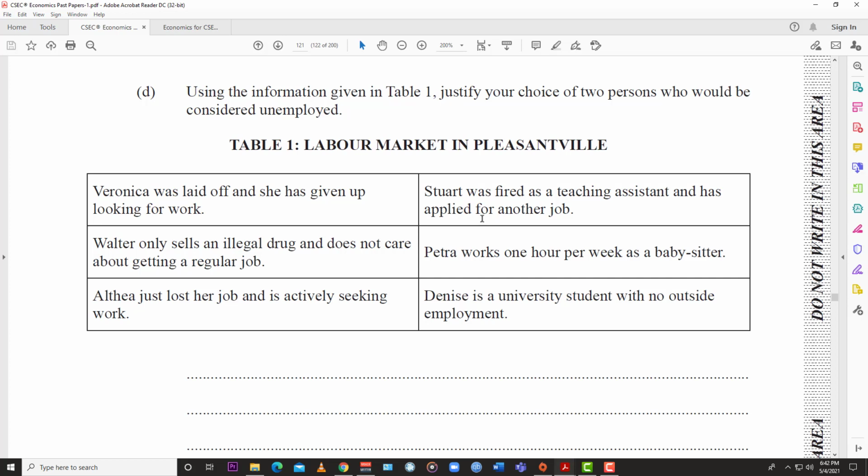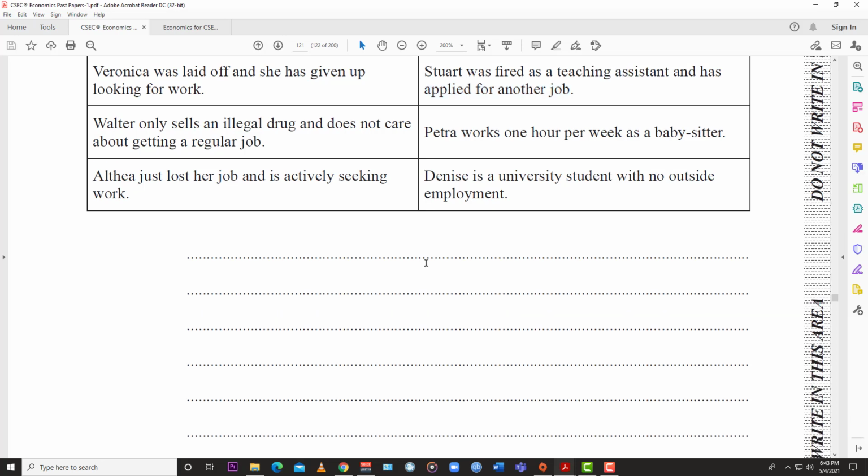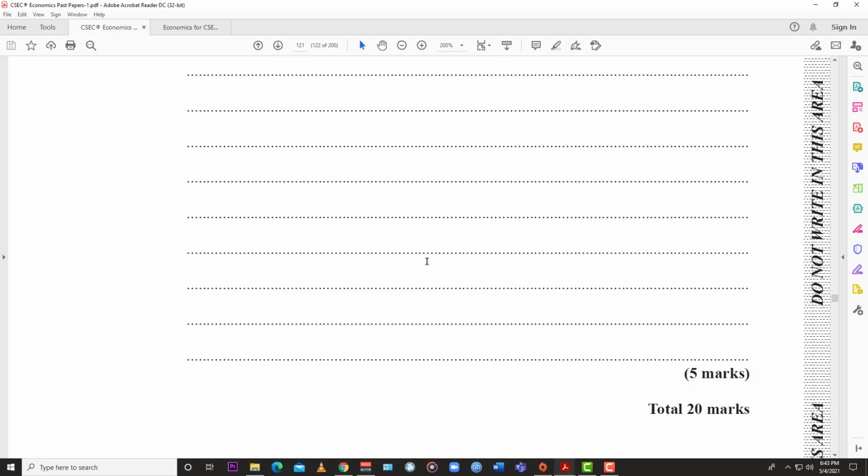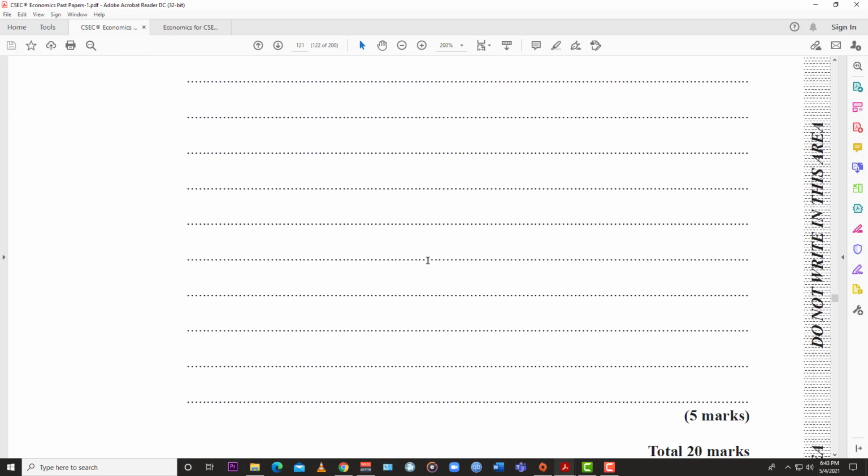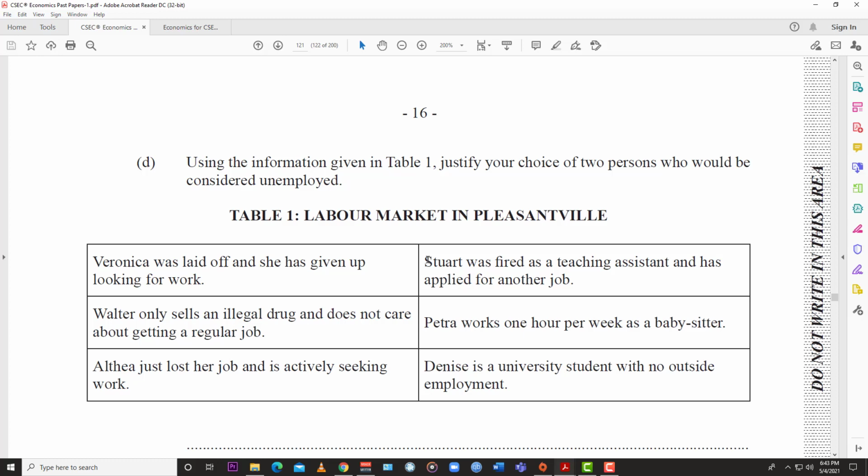And you can justify Althea because she lost her job and is actively seeking work. Stuart, same thing, was fired and has applied for another job. So he too is actively seeking a job. He's between jobs, he's actively seeking one. So you justify it just like that. And with that, that's 20 easy marks. Very simple question. So that's 20 marks, just like that. And so that's it for number 5.